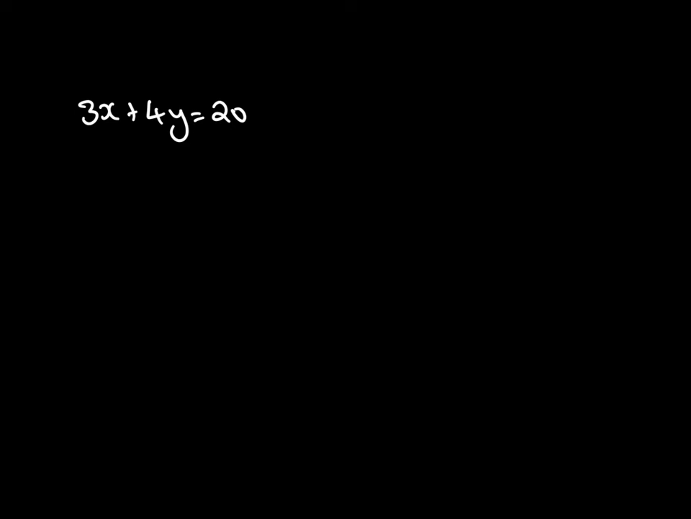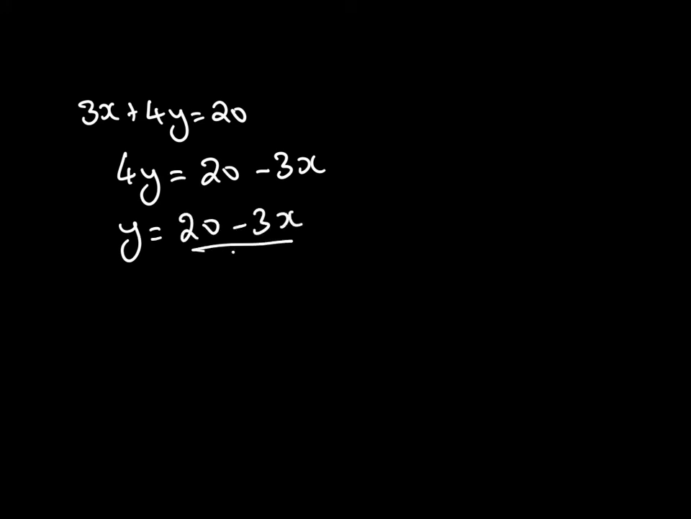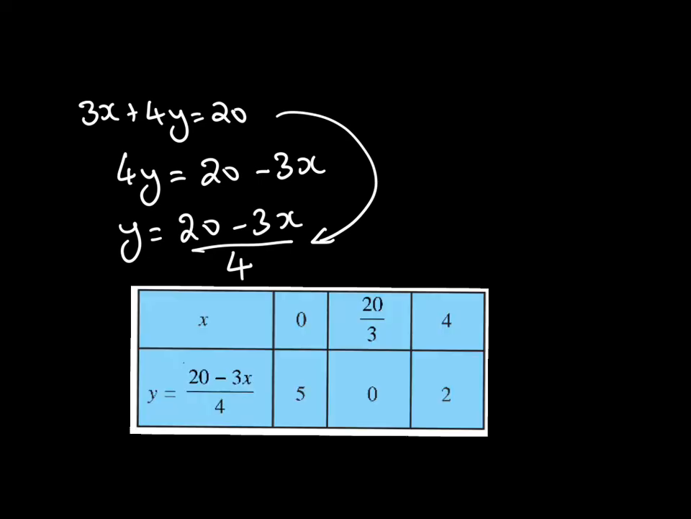So our second equation is 3x plus 4y equal to 20. In order to simplify, we can do this: 4y equal to 20 minus 3x. And dividing by 4, we get y equal to (20 minus 3x) over 4. It's the same equation represented in this way. Now we can choose the values of x, find the corresponding values of y, and write it in the form of a table and see what we get.